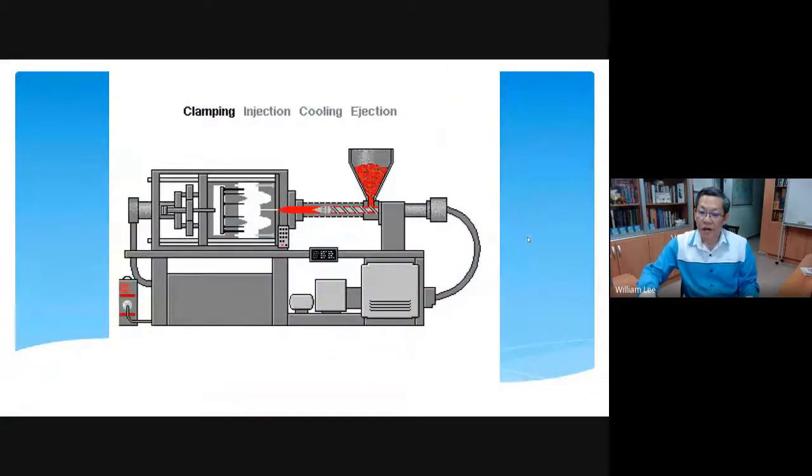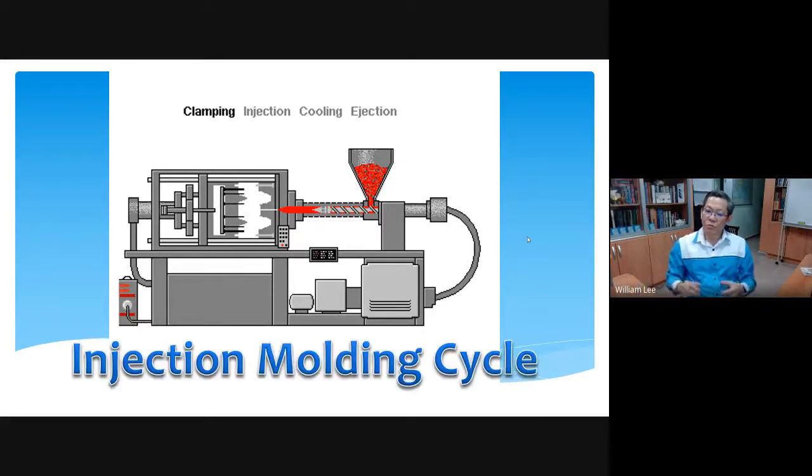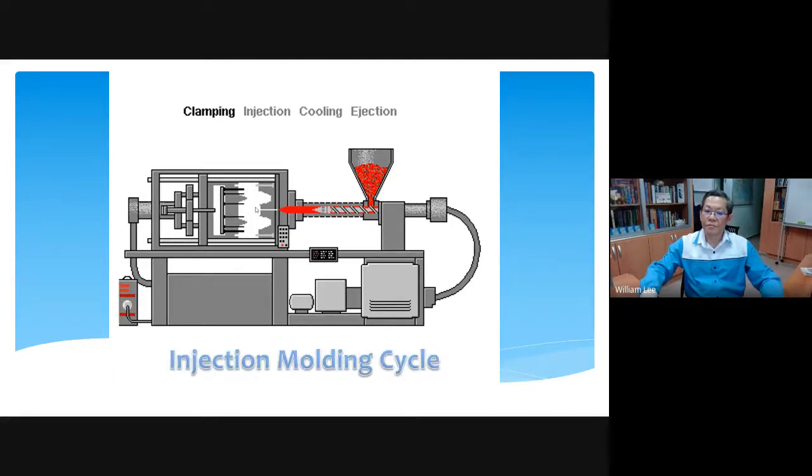So without too much delay, I'd like to go straight to the technical points. First of all, I would like to introduce what this injection molding process is. Now, one injection molding cycle, as you can see from the slide here, consists of 4 phases. All right, 4 phases here, so that you can see.